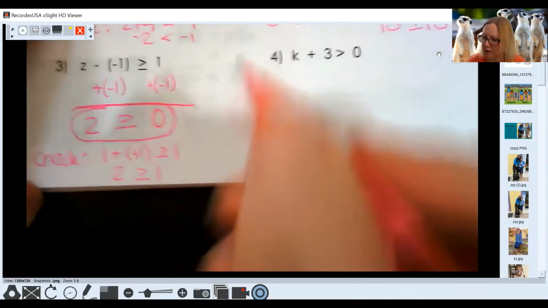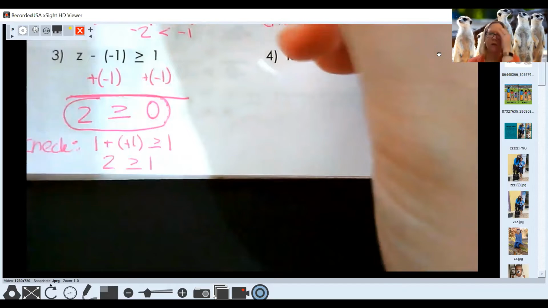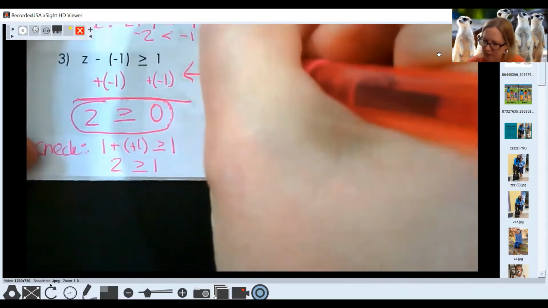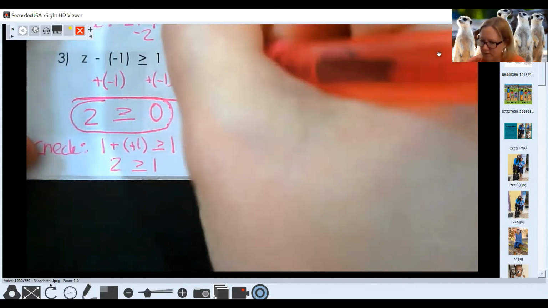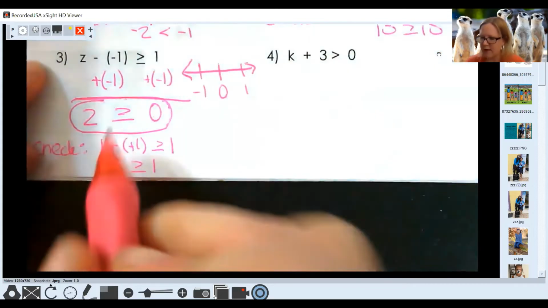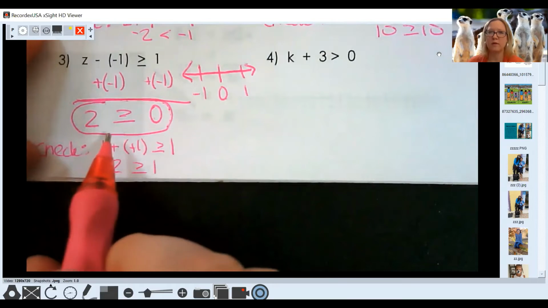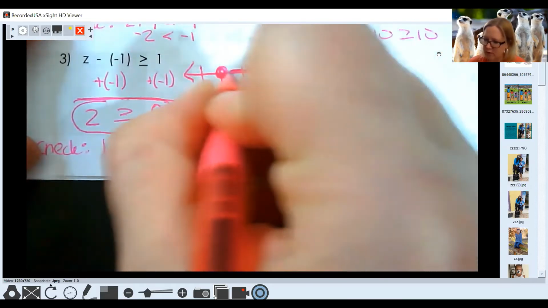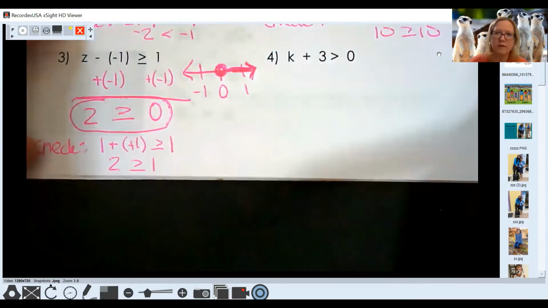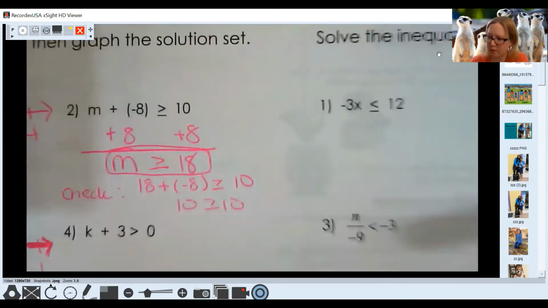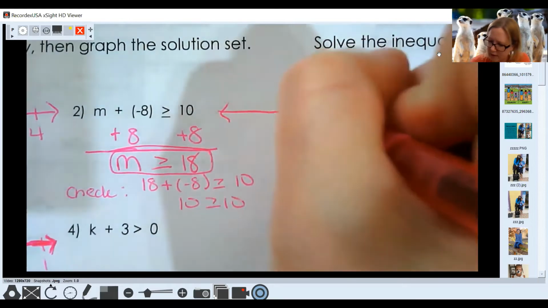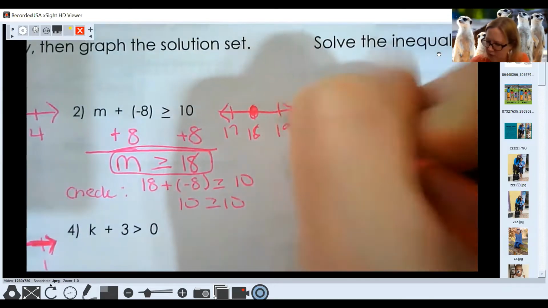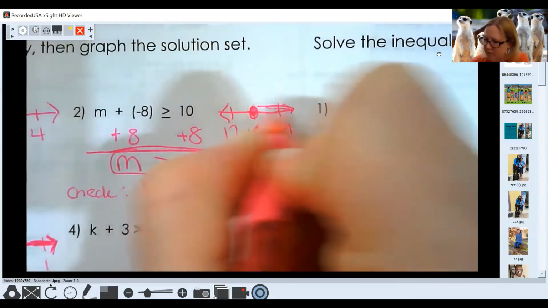All right, so on number 3, when we graph our inequality, we've got to make sure, of course, 0 is on the graph. I'm just going to put negative 1 and 1. And since z is greater than or equal to 0, I'm going to put a closed circle on 0 and shade to the right. Looks like I forgot to do this on number 2. On number 2, when you graphed it, you would have had a closed circle on 18, and you would shade to the right because it was greater.